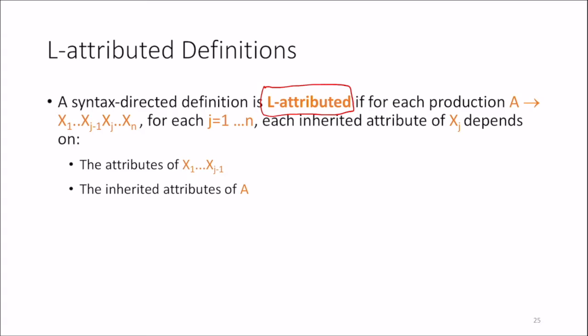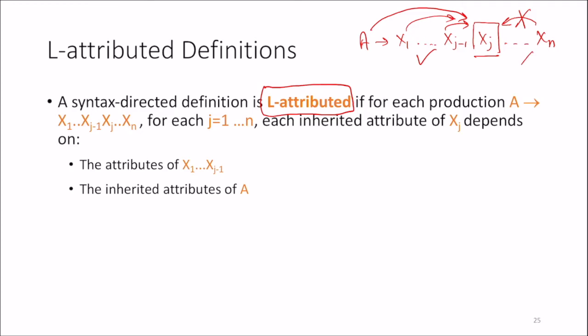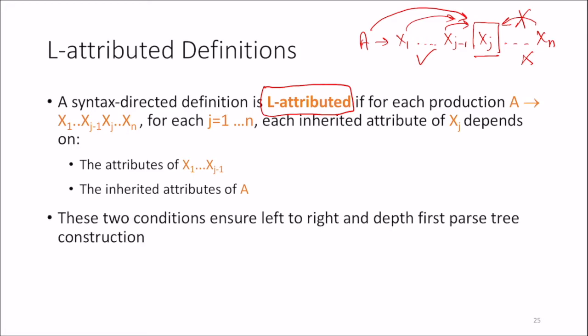So if I have a production A goes to X1 through Xj-1, Xj, and then all the way to Xn, then if I was to provide information to Xj, I can have inherited attributes. I can even have it coming from the left-hand side. But if I have any information coming from the right-hand side, that's not allowed. So these are allowed, this side is not allowed. If your inherited attributes satisfy this constraint, then your syntax-directed definition or your attribute grammar is called L-attributed. Essentially these conditions ensure left-to-right and depth-first parse tree construction.